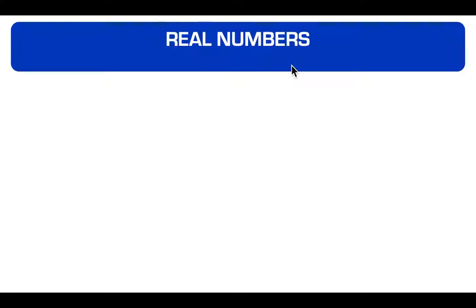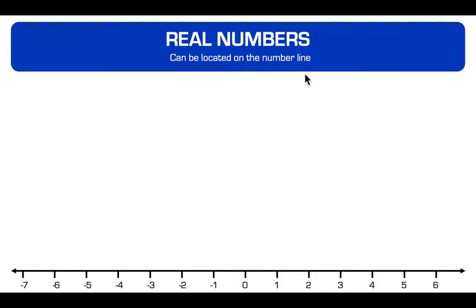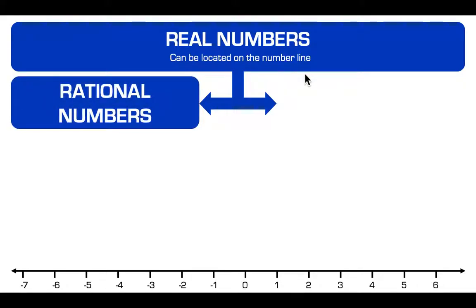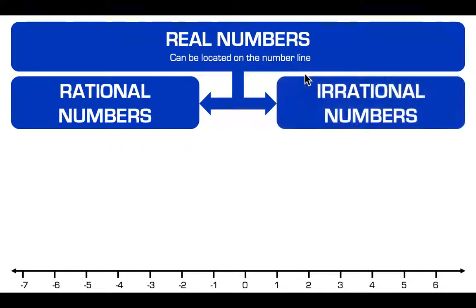Right, let's talk about real numbers and what they are. Well, they're numbers that we can write on a number line. They can be placed or positioned on a number line, but we can split them into two separate types. In our set of real numbers, we've got rational numbers and irrational numbers. So let's talk a little bit about what they are and what the difference is between the two.